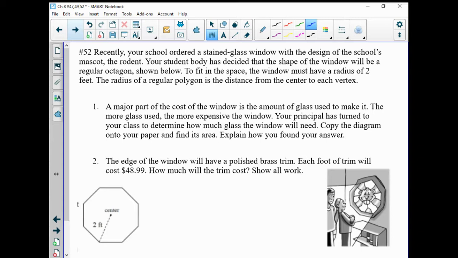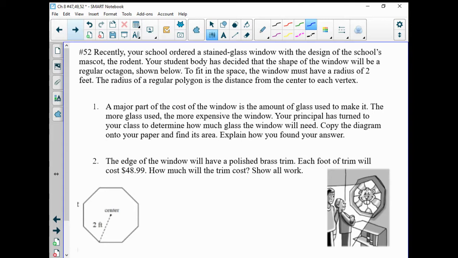And that regular octagon is shown down there in the corner. To fit in the space, the window must have a radius of 2 feet. So notice that's marked in the picture as well. And when we talk about the radius of a regular polygon, it's the distance from the center to each vertex.